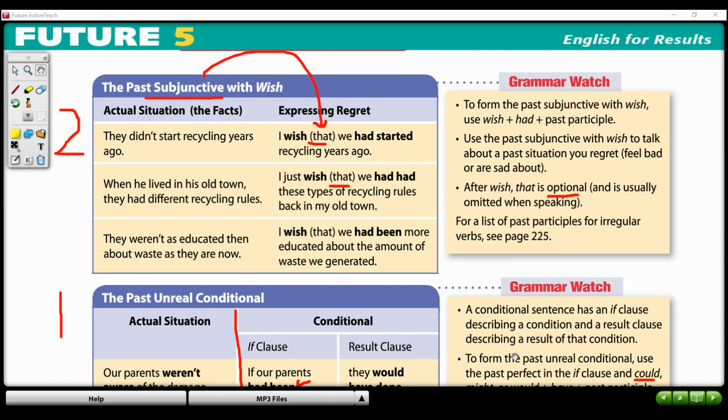And just like in other grammar structures, when we use if and the condition at the end of the sentence, we don't put a comma there. When we start the sentence with the if clause, we use a comma before the result.